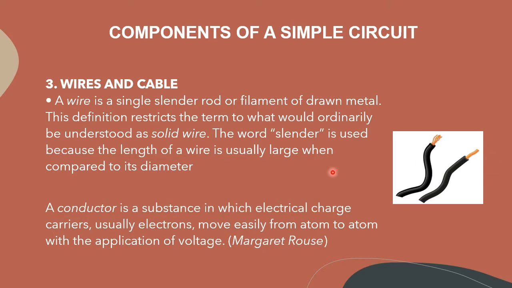A conductor is a substance in which electrical charge carriers, usually electrons, move easily from atom to atom with the application of voltage. So we have here the wires and cable. So the conductor that was talked about is this one, the metal part.